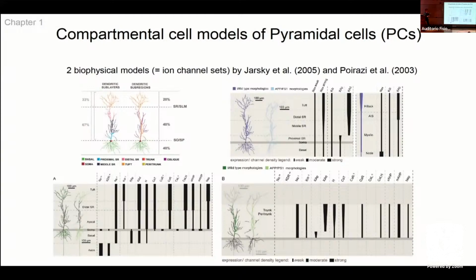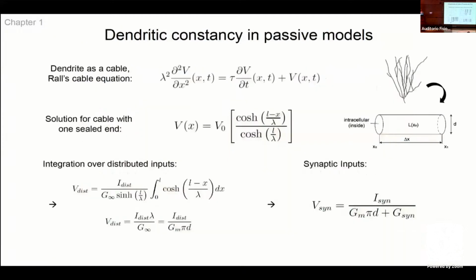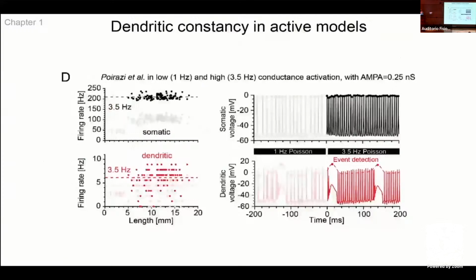When we investigated dendritic events, not only looking at the somatic firing, this is a Poirazi model. The top is the somatic events, but here in the bottom is dendritic events. And that could be including calcium spikes. I'm not 100% sure, but it could be. And there's a huge variation.